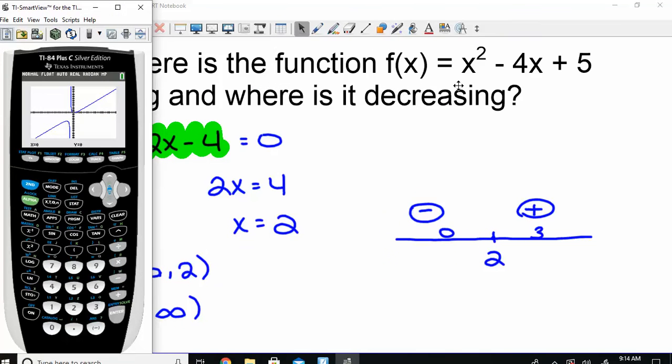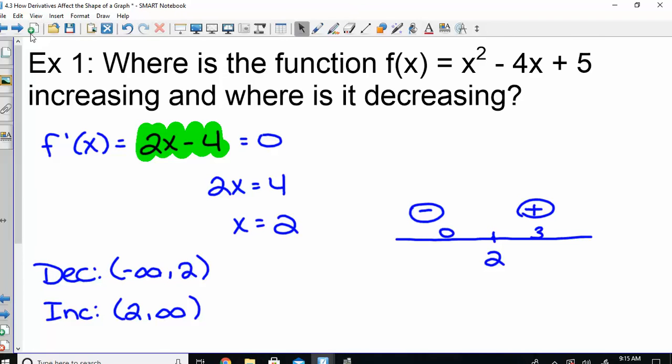Okay, so I'm just going to graph that original one to illustrate it for you. So we have x squared minus 4x plus 5. So if I'm looking at this parabola, it starts out decreasing. You can see right there at 2, it switched and started going up. So is 2 a maximum or a minimum on this graph? Minimum, good.